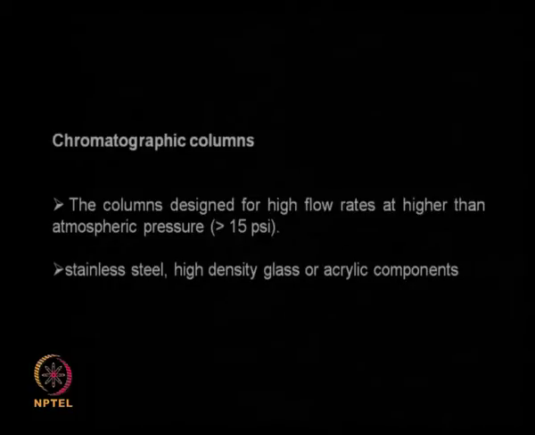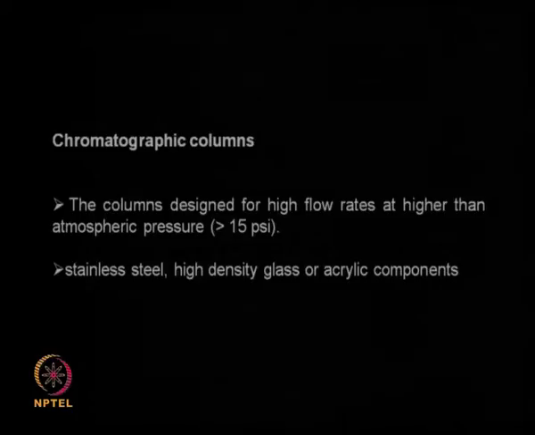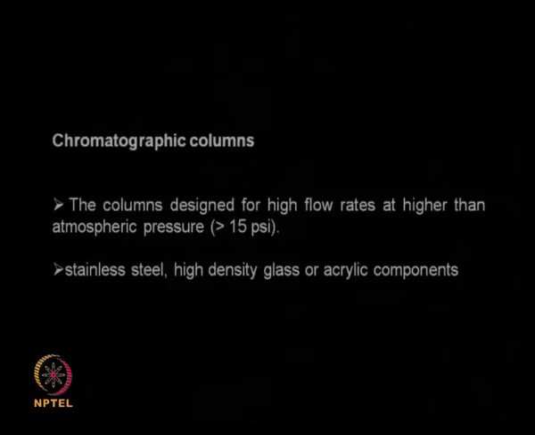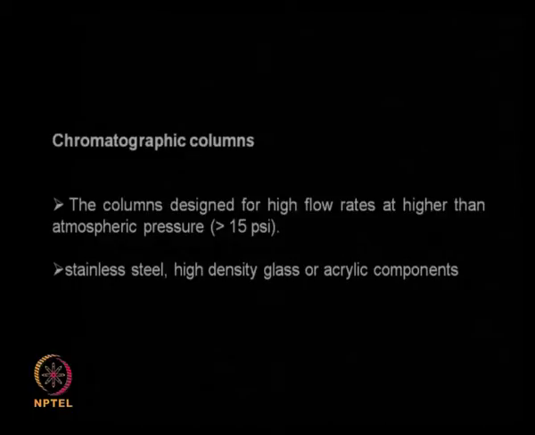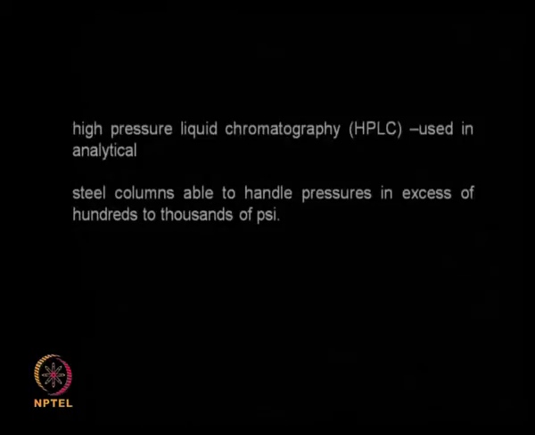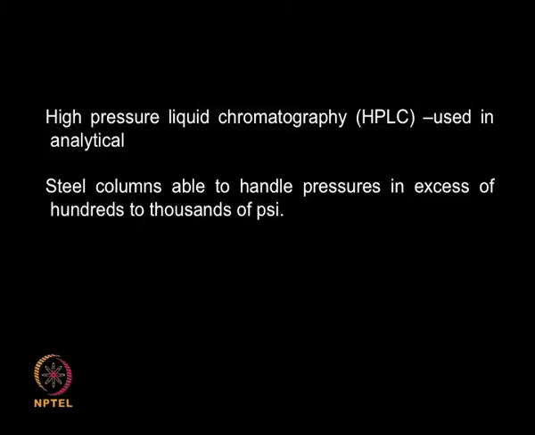The columns, if you look, they are designed for high flow rates and for atmospheric pressure or very high pressure. Types of columns used: stainless steel, high density, glass or acrylic components, and so on, depending upon the system which you are studying and the type of components you are studying. If you take high pressure liquid chromatography or high performance liquid chromatography, we are talking in terms of hundreds and thousands of psi, and the steel columns are generally used.